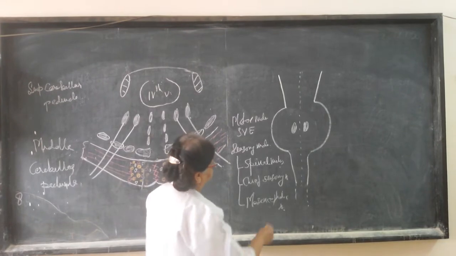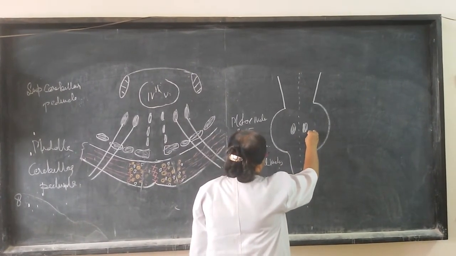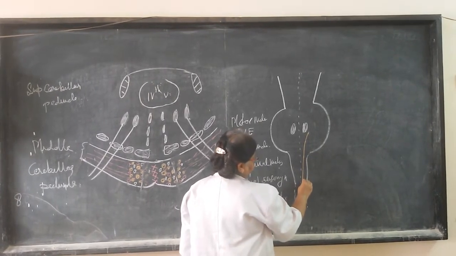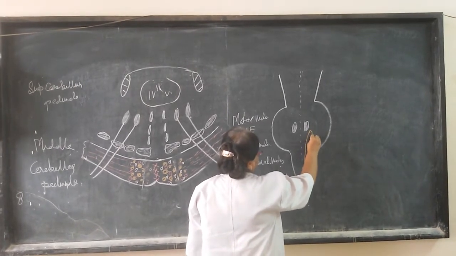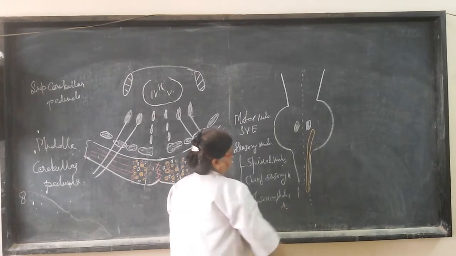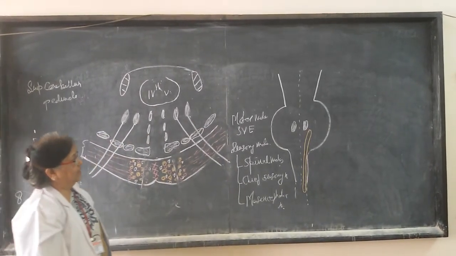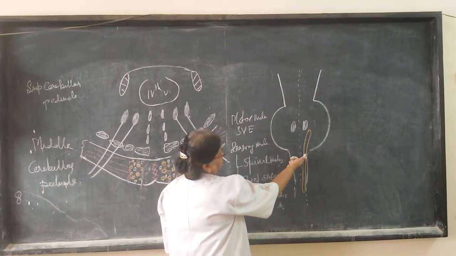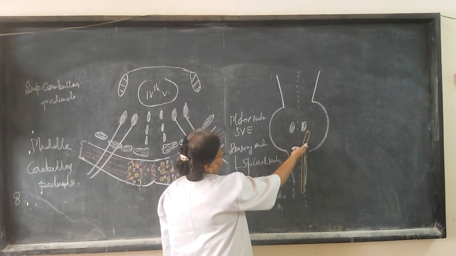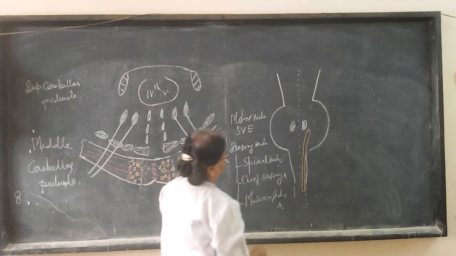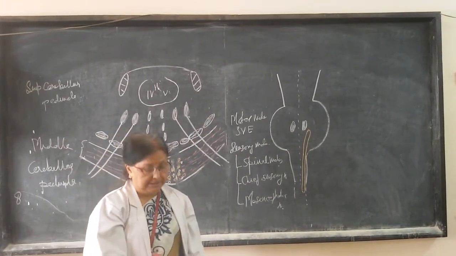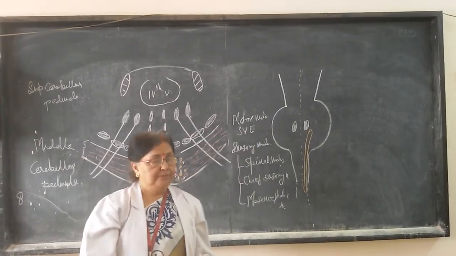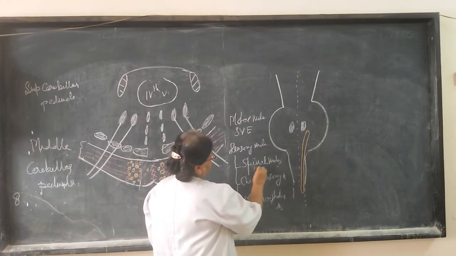The spinal nucleus extends from the middle of the pons down through the medulla up to the first cervical spinal segment. This is an elongated mass of gray matter. It starts from the first cervical spinal segment, is present in the whole of the medulla, and then in the lower part of the pons. This is the spinal nucleus, and it receives pain and temperature sensation from the anterior half of the scalp and the face.